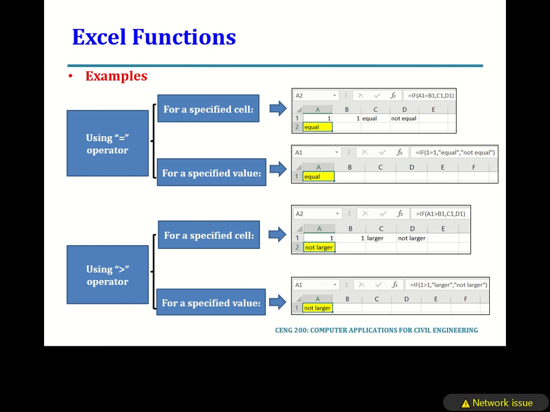I can use it without the cell numbers. If so, I type the numbers myself. What are the numbers? 1 equals 1. This is A. If it is 1 equals 1, type what? Equal, right? If it is not, type not equal. Mistake. There is a mistake.